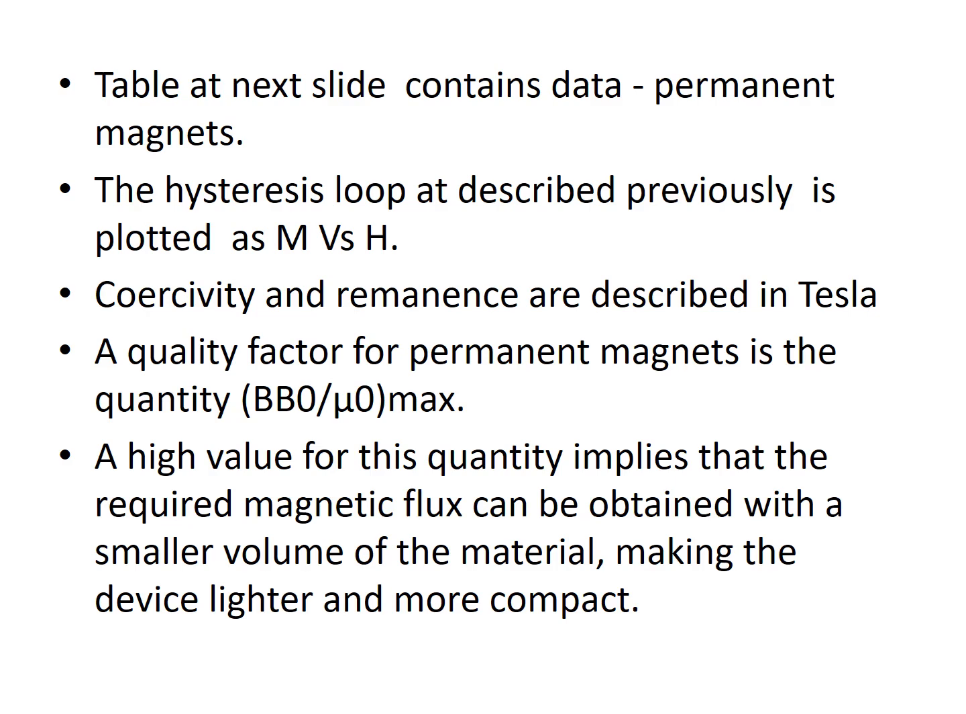The practice is commonly followed because it shows the external driving influence H on the horizontal axis and the response of the material on the vertical axis. Besides coercivity and remanence, a quality factor for the permanent magnet is the quantity B naught over mu naught maximum. A high value for this quality implies that the required magnetic flux can be obtained with a smaller volume of material, making the device lighter and more compact.